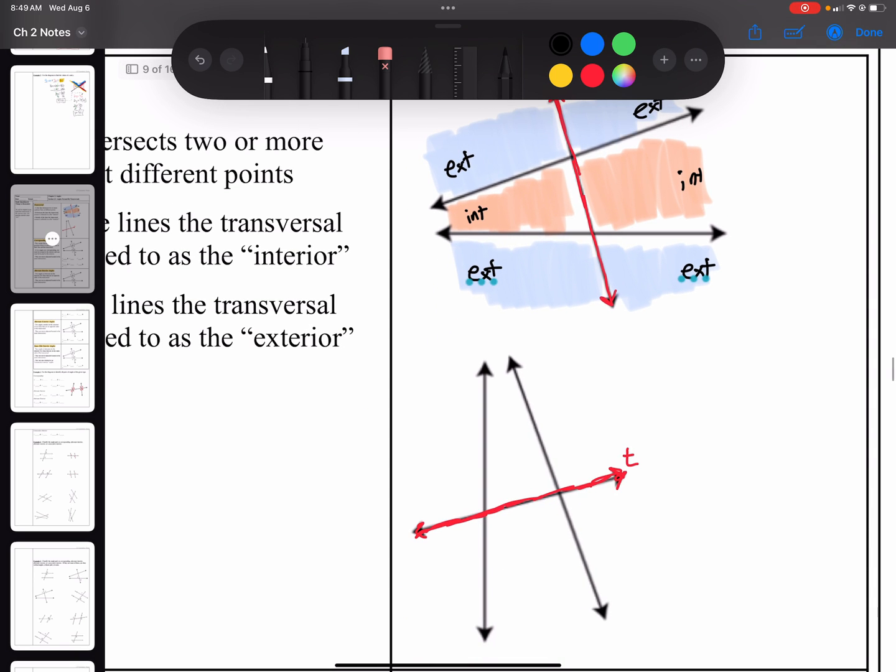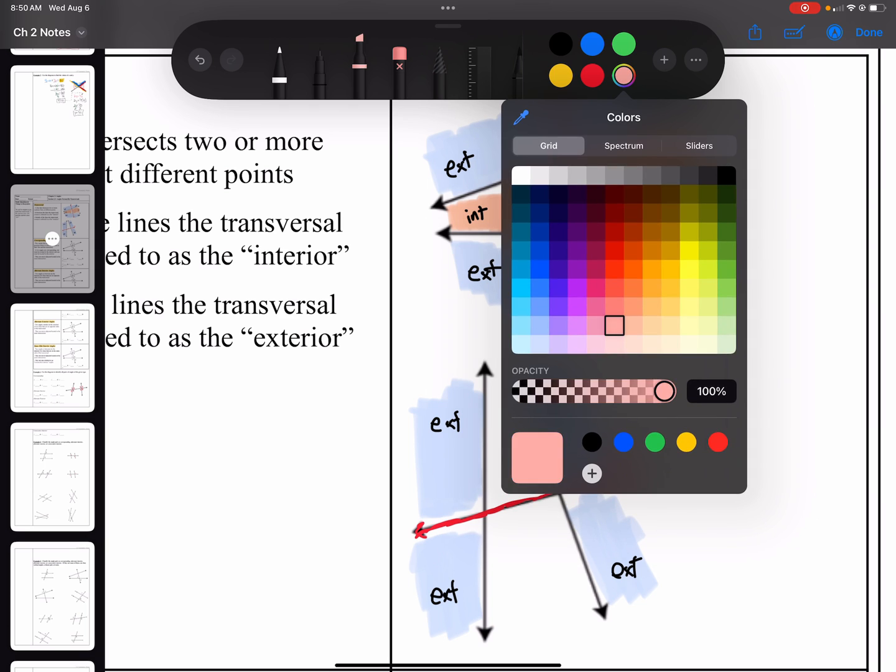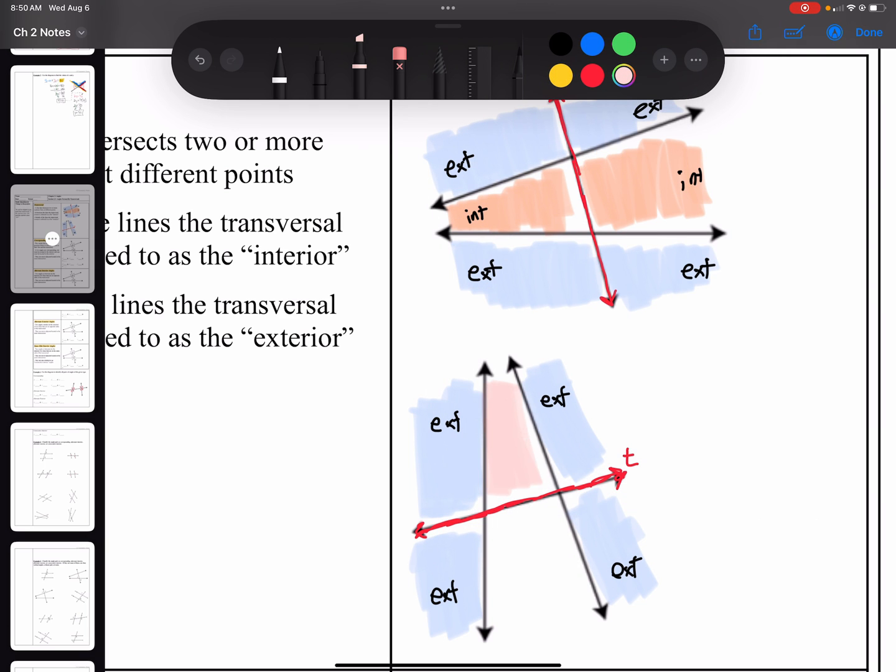Okay, so again, here in this diagram, the exterior is not up and down, it's the left and right. It's outside of the two lines. So that would be the exterior region here. And once again, the interior is in between the two lines that the transversal is crossing. So this would be the interior.